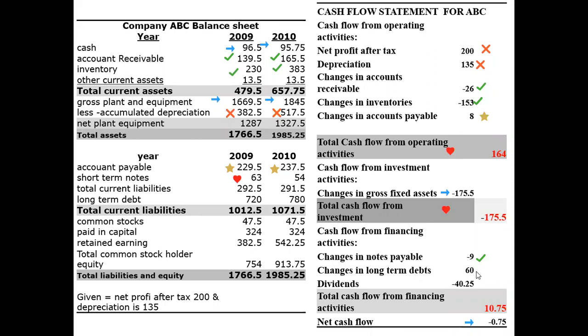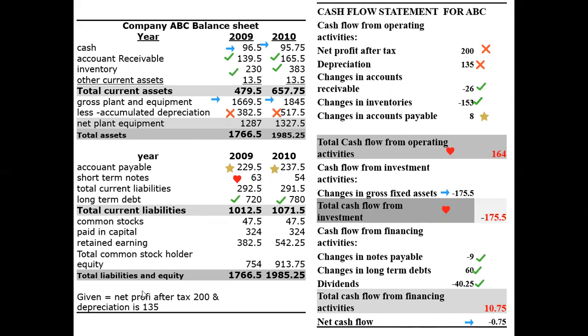If I go for the long-term debts, which is 60, how did I get the 60? It is the difference between 720 the previous year and 780 this year. So I received an inflow of money of 60 million to finance this investment. Left for me are the dividends, because here we have the change in retained earnings. As before, when we calculate the dividends, we take the 200, the change of the retained earnings.